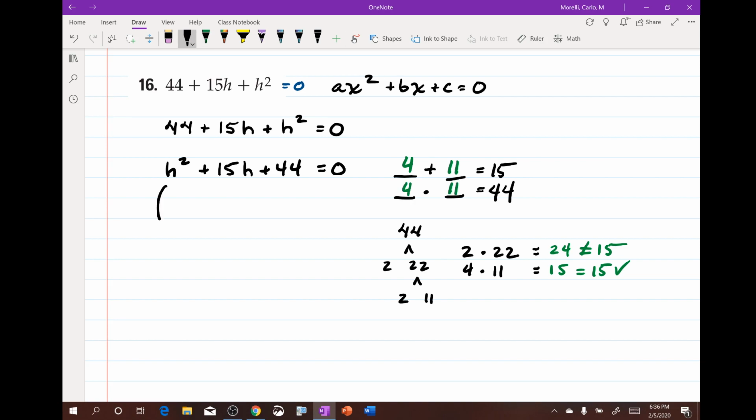Now we go back to the problem and do open parentheses, close parentheses, open parentheses, close parentheses equals 0. And we fill out this as h plus 4 and h plus 11. And to solve these, what we do is we take each little binomial and set it equal to 0. So h plus 4 equals 0 and h plus 11 equals 0. Now you have to solve both of these little tiny equations.